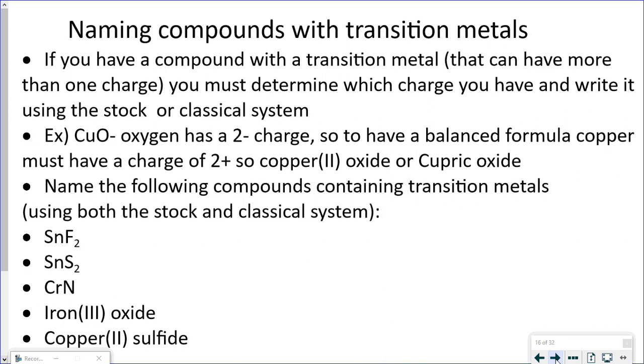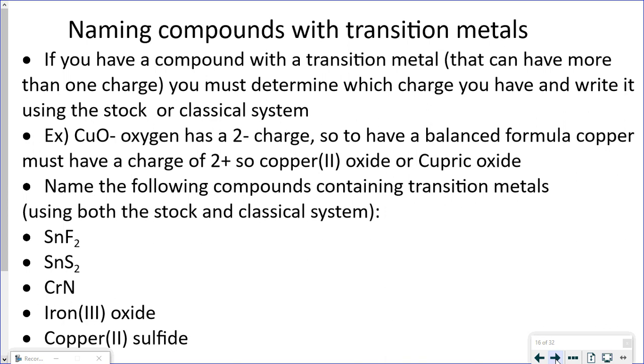And then looking at naming compounds with transition metals. If you have a compound with a transition metal with more than one charge, you have to name it either using the stock system, so including those Roman numerals, or by using the classical system. The hardest part is figuring out which charge you have. So you always have to look at what that transition metal is attached to figure out its charge.